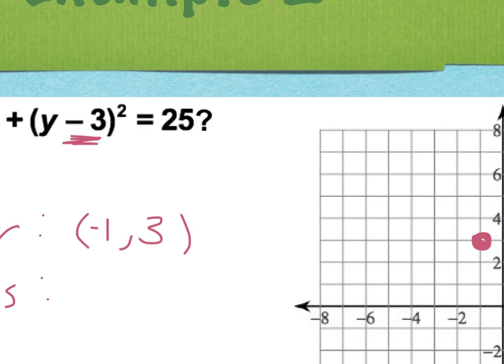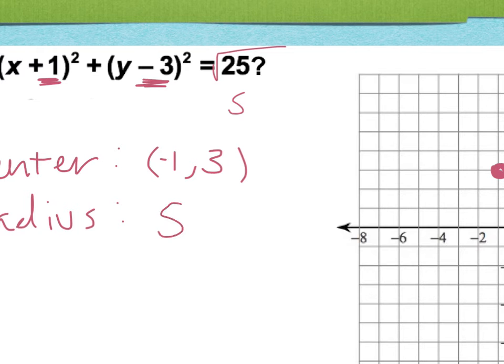Now our radius, we just take the square root of what's on the other side of the equals. So the square root of 25 is 5. So our radius is 5.